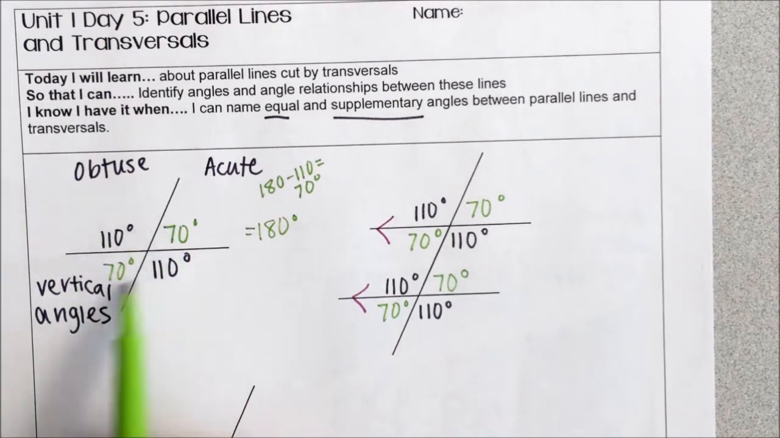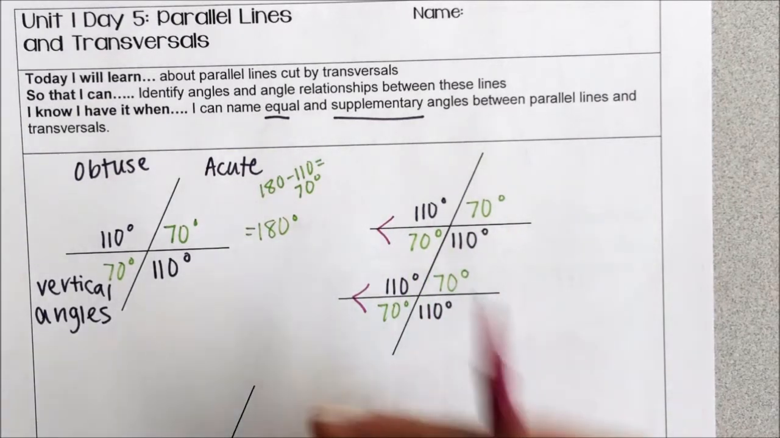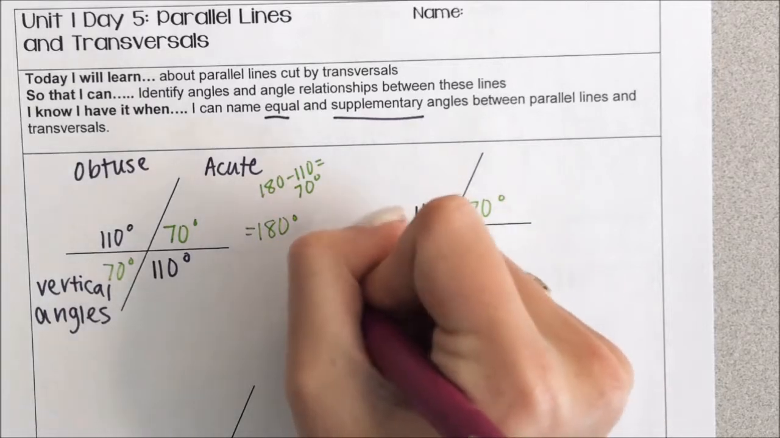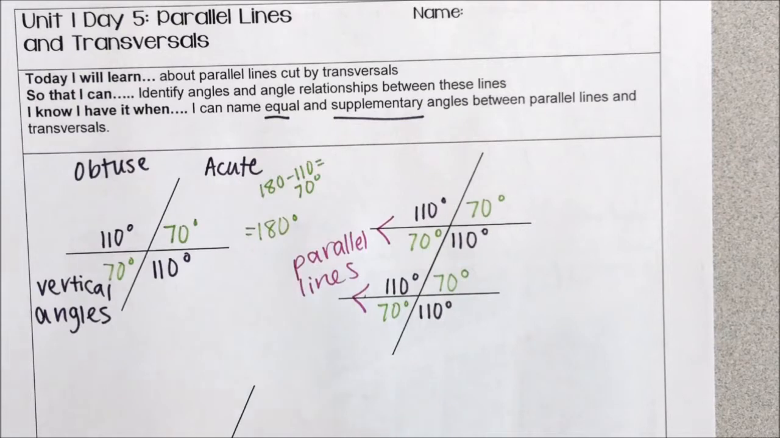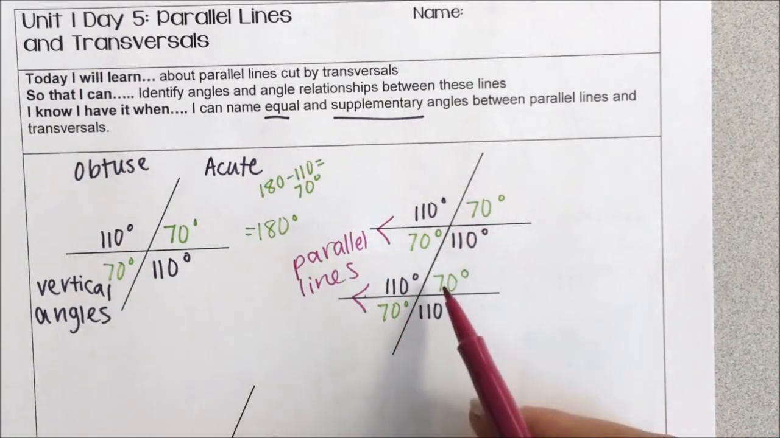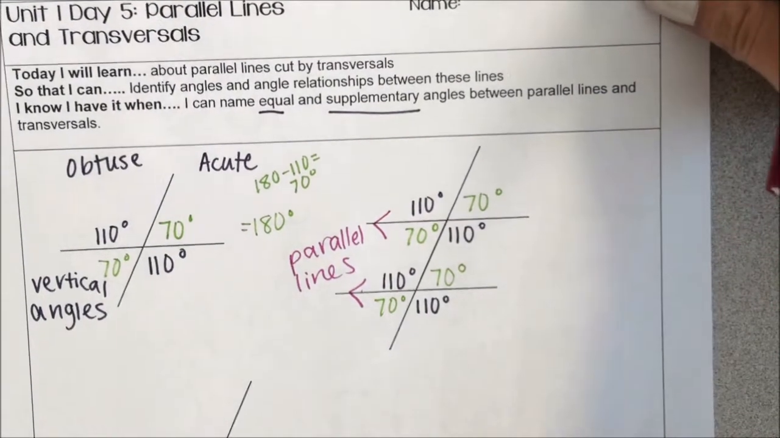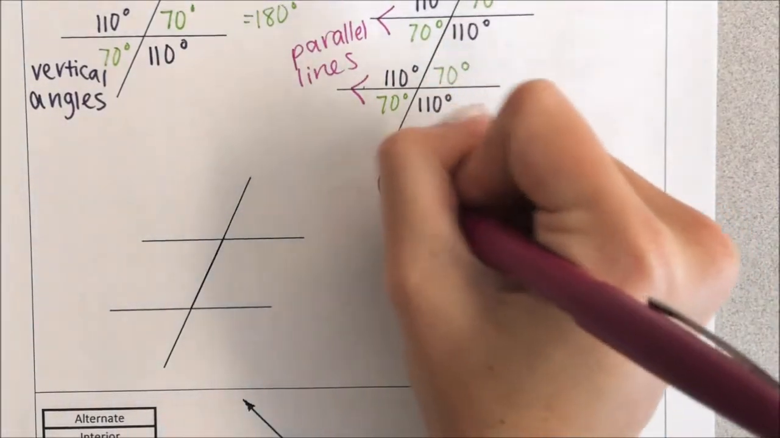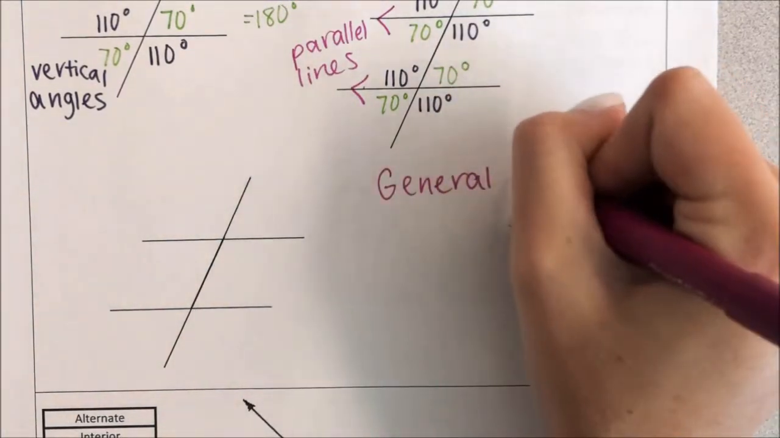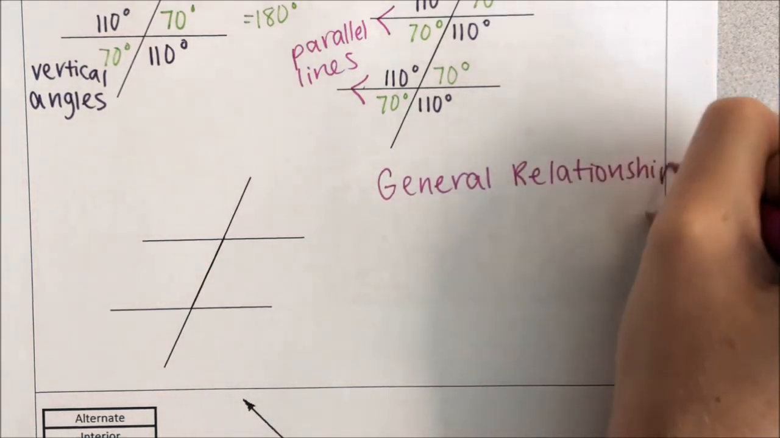So all we did was look at our relationships from this picture and realize that if these two lines here are parallel, which is what these little arrows mean, so it means parallel lines, then we can relate these angles to these angles. So let's put that in a more general sense. So if we move our paper down, we're going to write out a more general sense of the relationships. So general angle relationships.